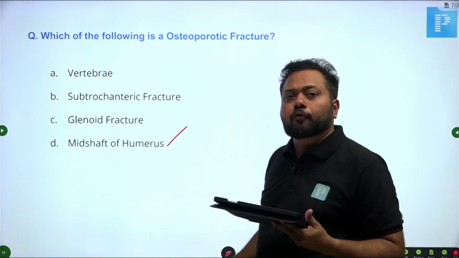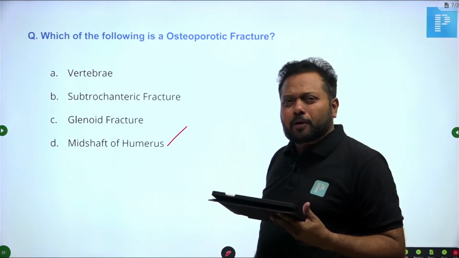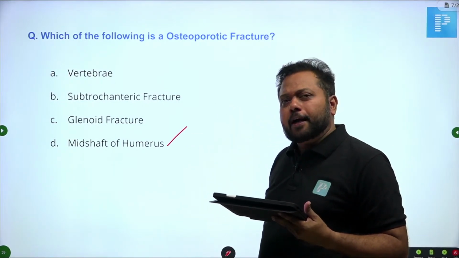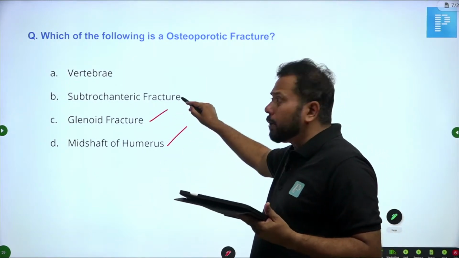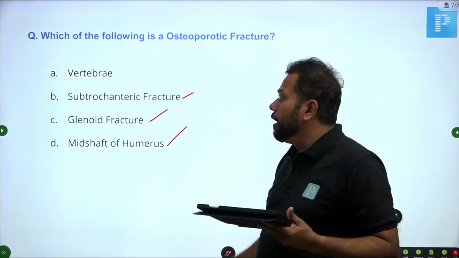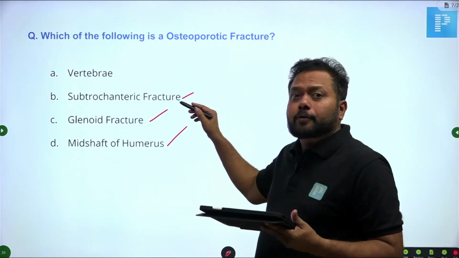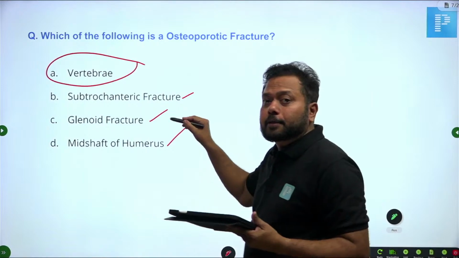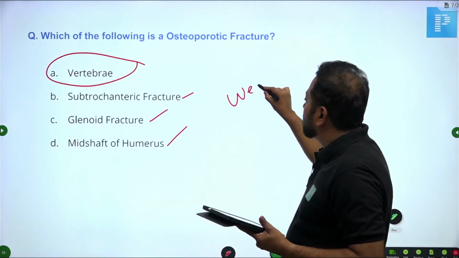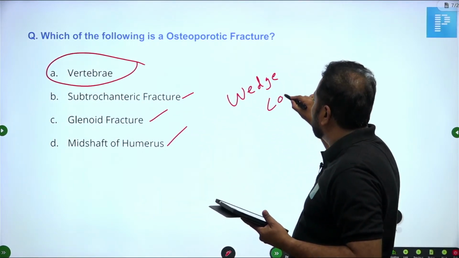Midshaft needs some force. It can be a pathological fracture, but mostly in young adults in road traffic accident it can happen. Glenoid needs high energy. Subtrochanteric fracture needs very high energy. Usually an osteoporotic fracture, this is called a pathological fracture, the most common site is vertebra. And this fracture is called wedge compression fracture.